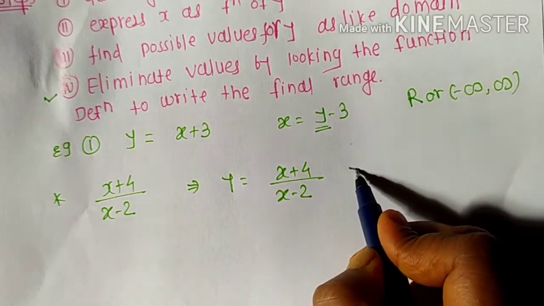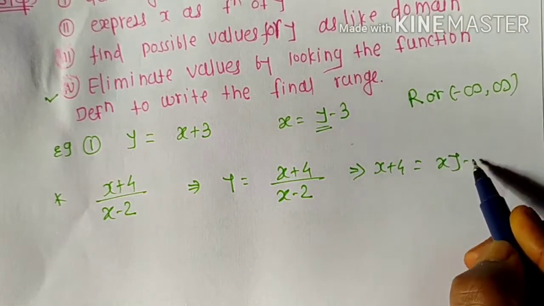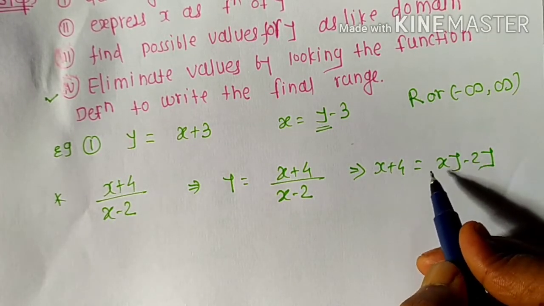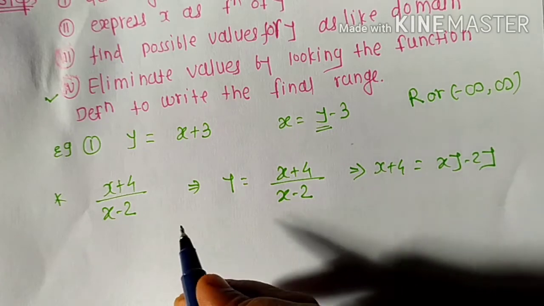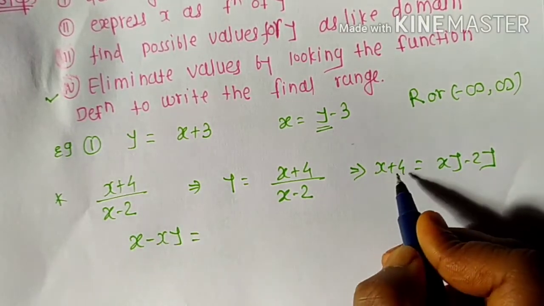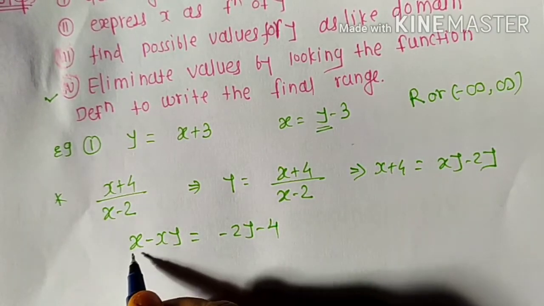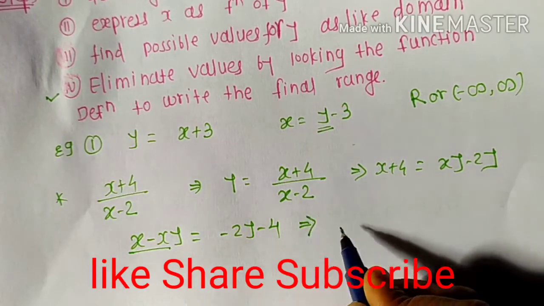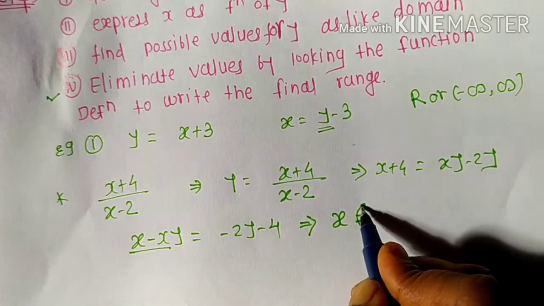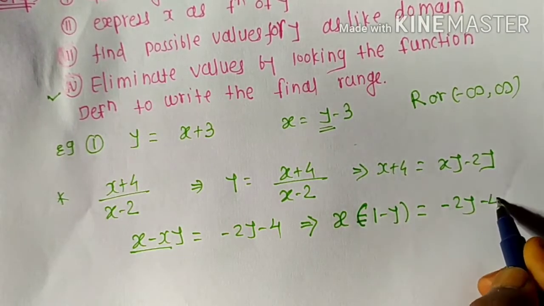तो क्रॉस मल्टीप्लीकेशन लेंगे तो x plus 4 is equal to क्या होगा? xy minus 2y is there. Okay, then we have to find the values in terms of y. तो xy transfer these to the left hand, तो x minus xy, and this plus 4 transfer करेंगे right hand को, तो minus 2y minus 4 is there. Here take x outside because we have to find the function of x in terms of y. तो क्या है यहाँ पे x outside में लेंगे तो 1 minus y is equal to minus 2y minus 4 is there.